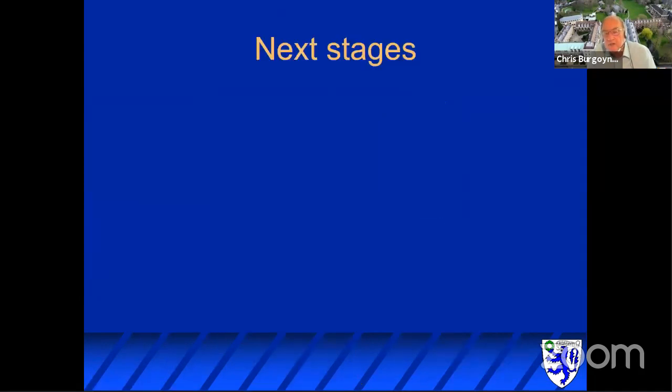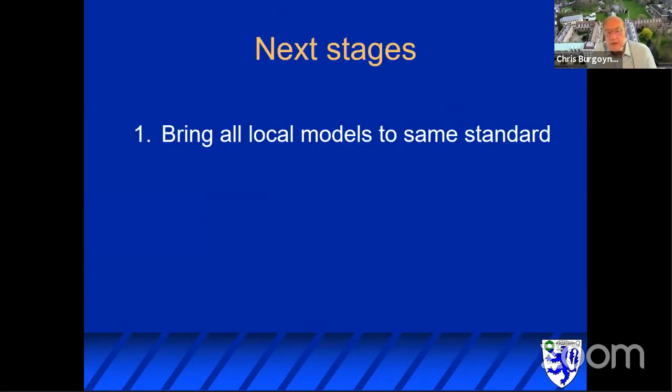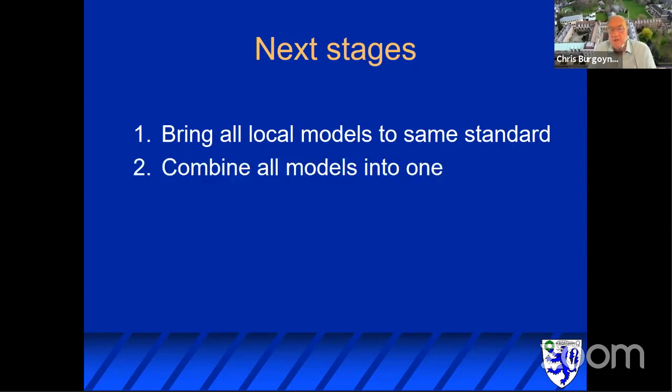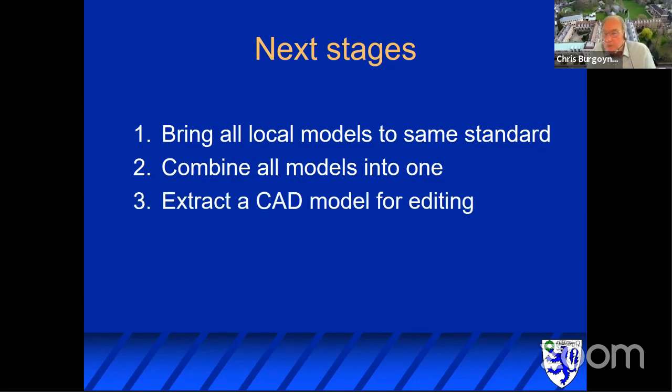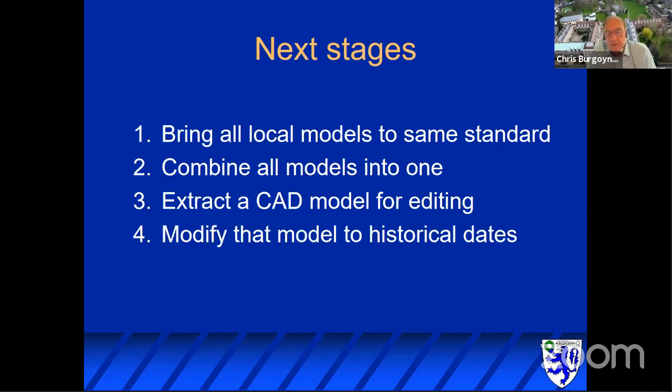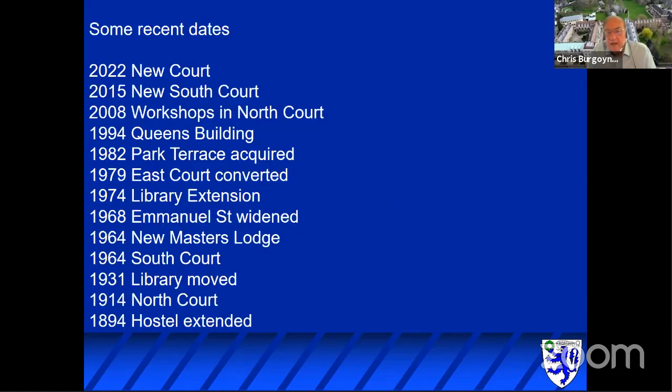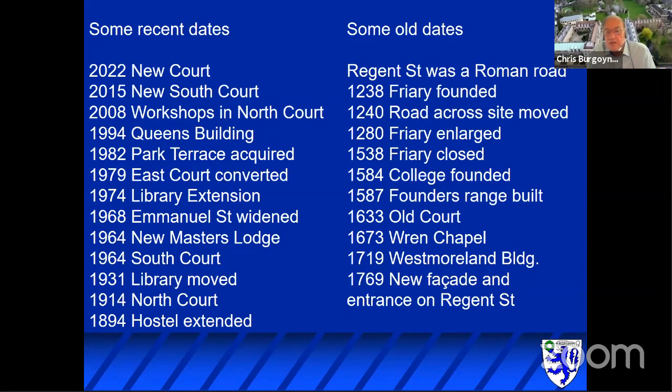And the next stage of the process is to bring all the models to the same standard. Then it's to combine all the models into one, for which I need to beg, borrow, or steal a more powerful computer, extract a CAD model for editing, and then modify that model to historical dates. And we have a list of some historical dates. These are dates when the college has changed its appearance that we might want to model.